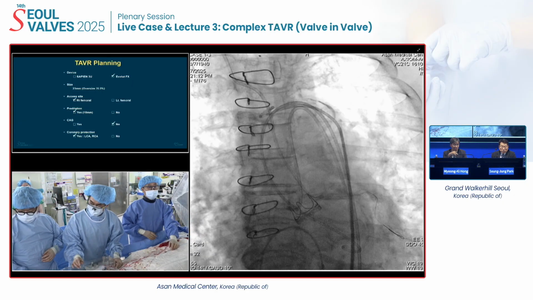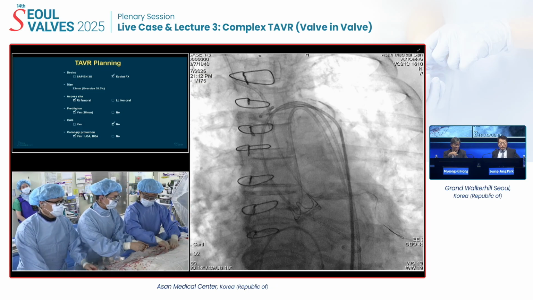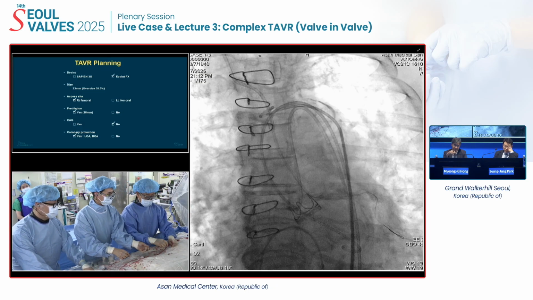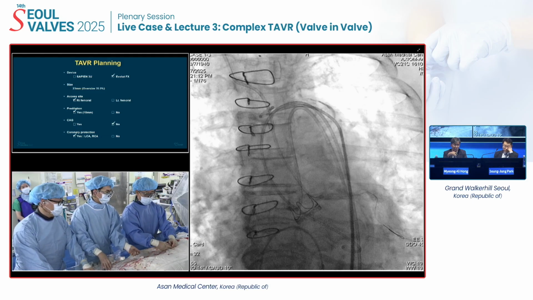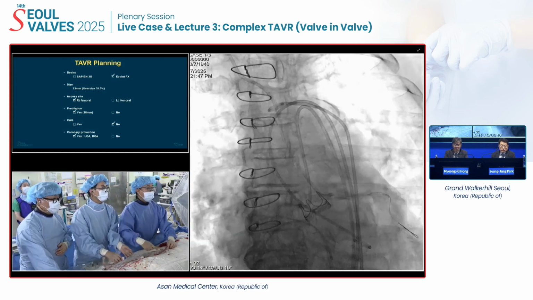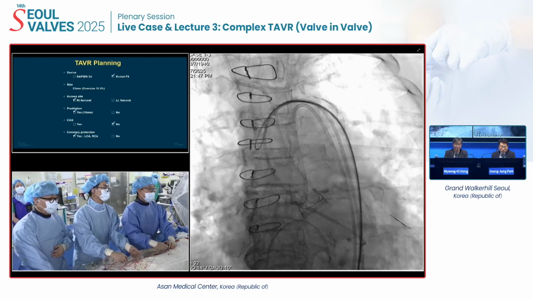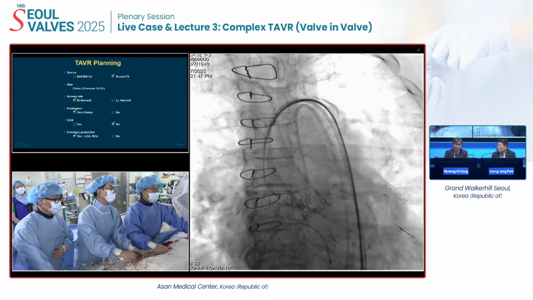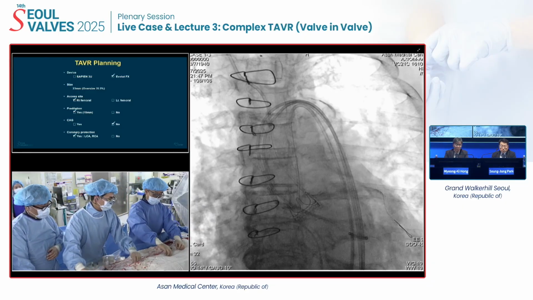This is a 14-year-old valve, and which surgical valve was used for this patient? CE valve. Yeah, CE valve, and already durability is gone, 14 years ago, and age is very high, 86-year-old, and this patient is one of a very complex valve-in-valve case. So, as you can see, could you show the CT scan?